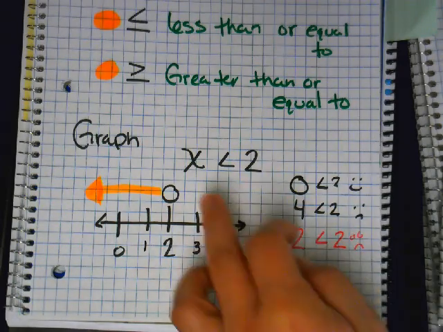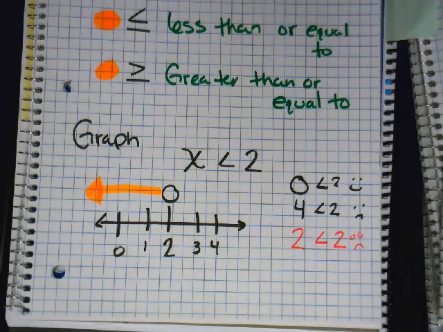I cannot plug it in. What does this mean in the real world? This means we're going to fundraise, and everything we sell is going to be less than $2. Can I sell something for $2? No. Can I sell something for $1.99? Yes. Now, if I had an equal to, I would be selling things for $2 or less.